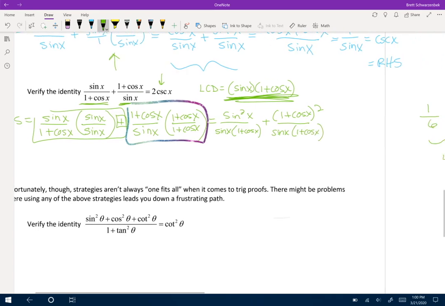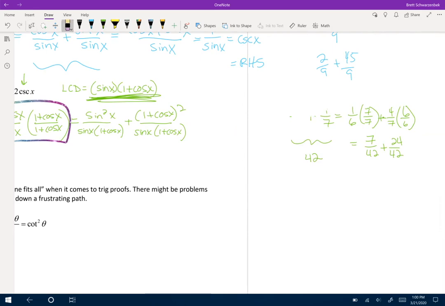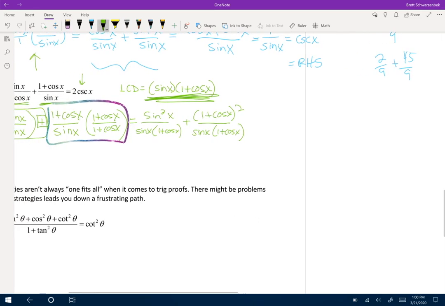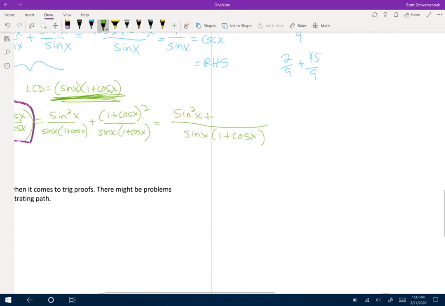Hopefully you see that we have effectively found our common denominator, because if you look at the two denominators, you're basically looking at the same thing for both of them. So that means we have a full same common denominator of sine times 1 plus cosine. And now we just have to add the top two components. Well, the first component is sine squared, just fine. But the second component is actually a binomial squared.